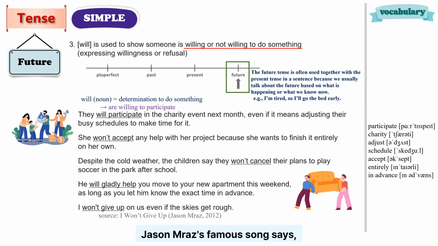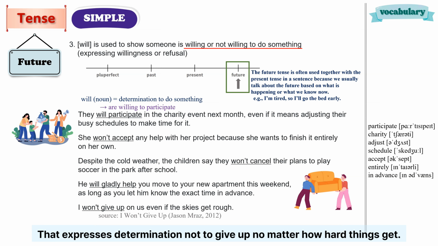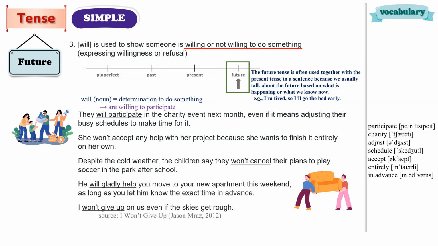Jason Mraz's famous song says, "Even if the sky gets rough, I won't give up on us." That expresses determination not to give up no matter how hard things get. Let's listen.